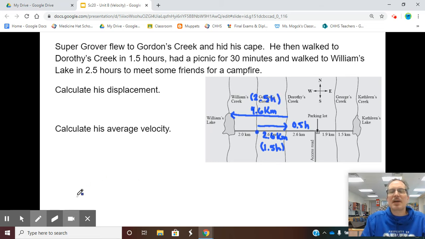Perfect. So that's what I mean by let's set up our picture. We got lots of information on there. Now we can understand what's going on in the photograph. So to calculate displacement, vector quantity. So we're going to care about direction. Well, displacement is where are we now with regards to where we started? So we went 2.6 kilometers to the east, so that's a positive.